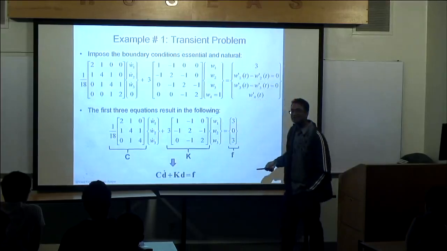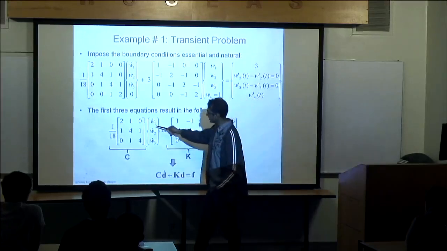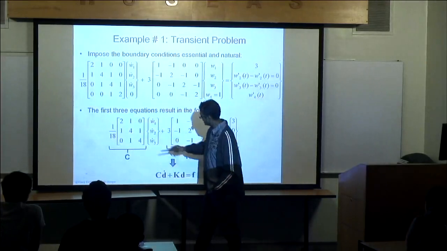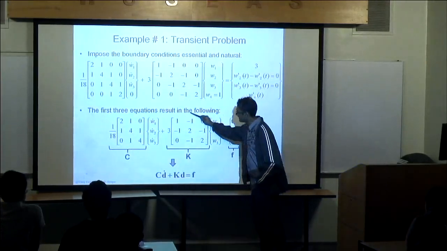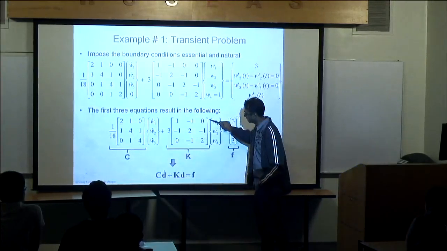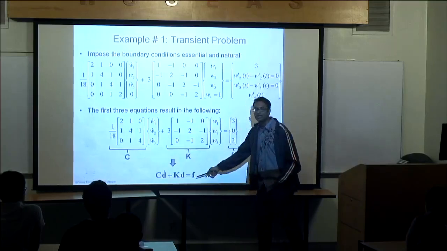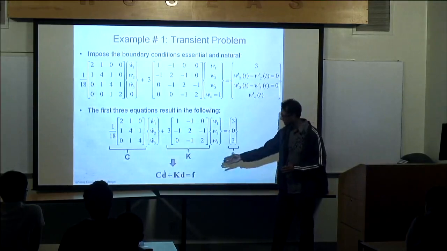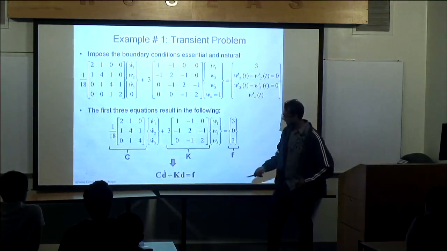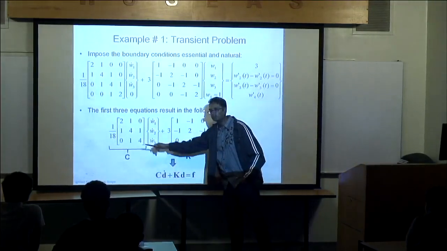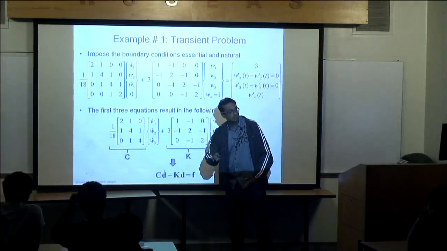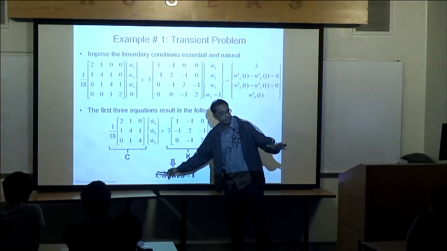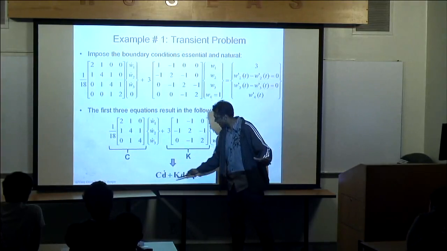Let me call this matrix bold C, and I'll call this one bold K. So now what I really have is a system of equations. That's what it looks like. I have C, which I know is not a function of time. Do you agree? C is not a function of time. I know those values. It's a 3 by 3. Do you agree that K is not a function of time? It's a 3 by 3.